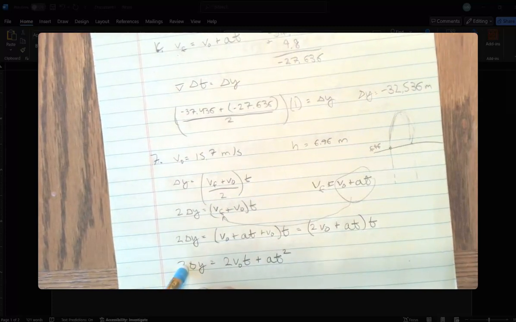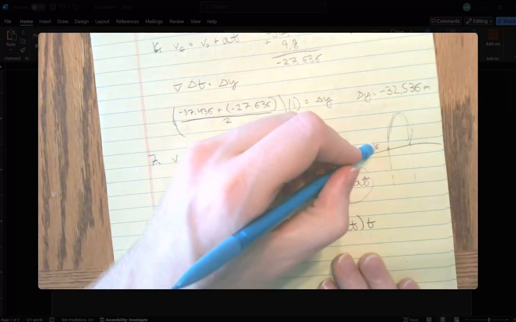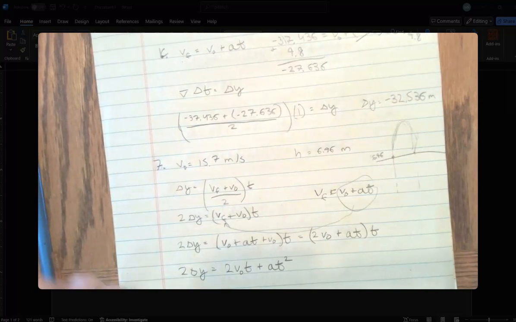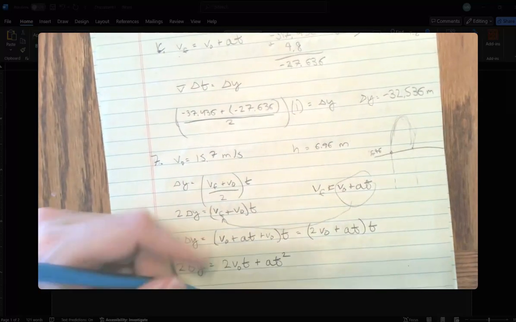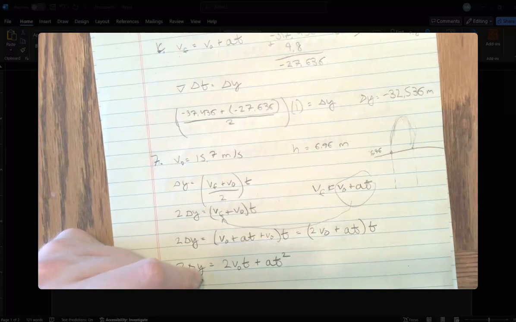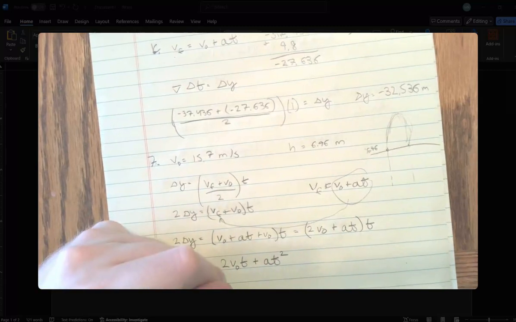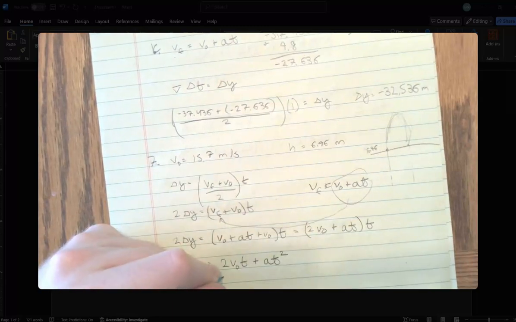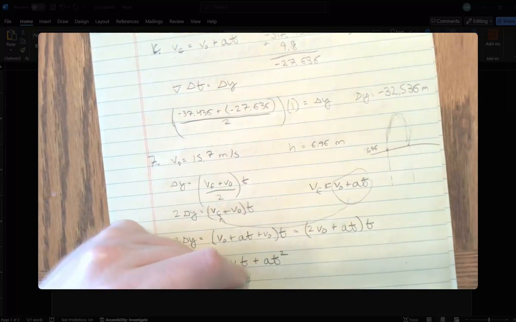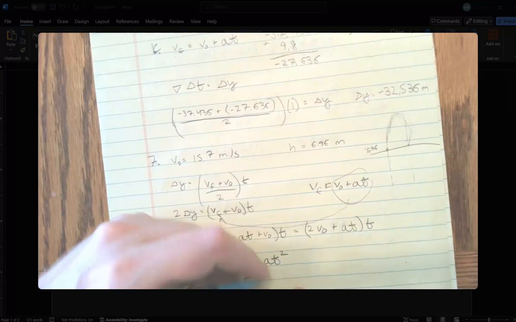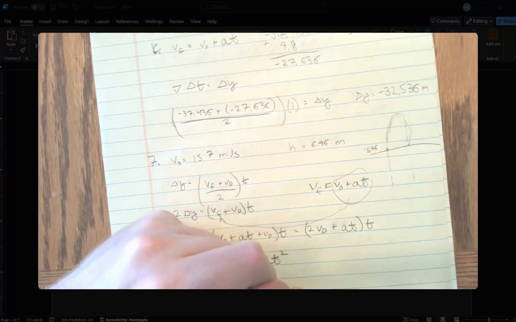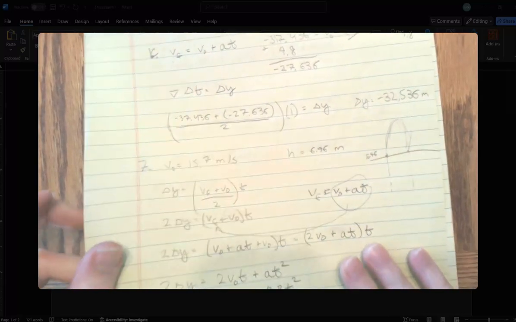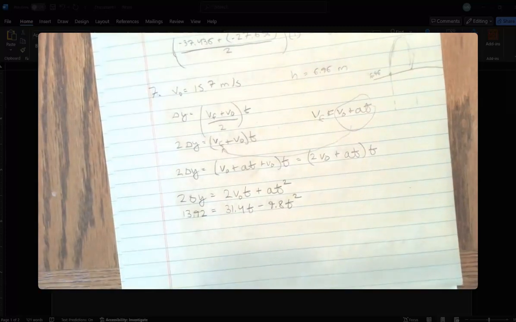My displacement, I'm looking for when it passes 6.96. So my delta y is going to be 6.96. If I take 2 times that, I end up with 13.92 equals 2 times my initial velocity, which is 15.7. Twice that is 31.4 times t. And then my acceleration is the acceleration due to gravity, so we have minus 9.8 times t squared.